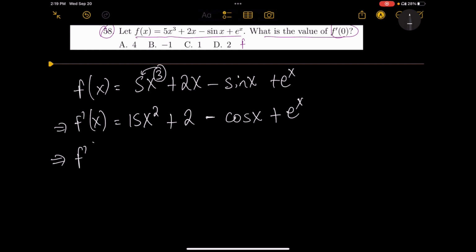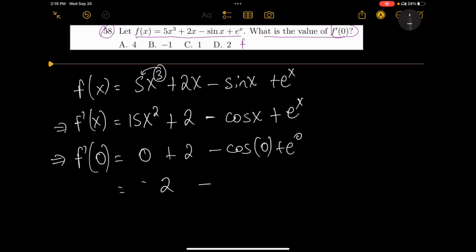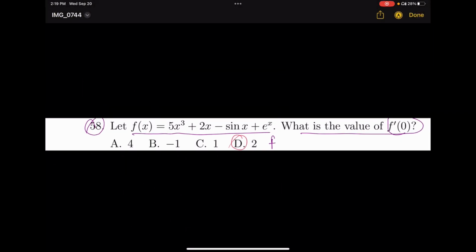This implies that f derivative of 0 is equal to 0 plus 2 minus cosine of 0 plus e to the power of 0, which would be 0 plus 2, that would be 2, minus cosine of 0, that is 1, plus e to the power of 0, that is 1, which will be 2 minus 1. Okay, 2 minus 1, that is 1, 1 plus 1, that is 2. Therefore, f derivative of 0, what is the answer? It is 2. Therefore, the answer is D.